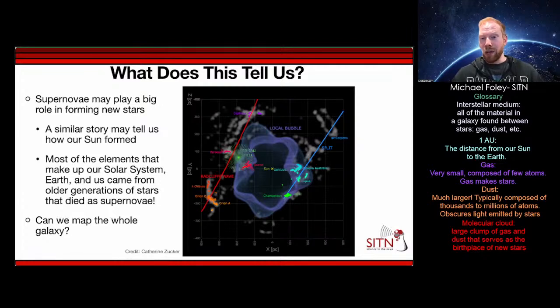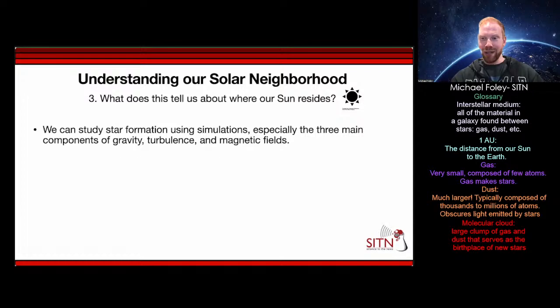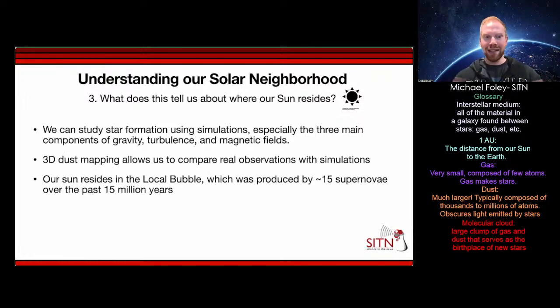So it raises the big question: can we map the whole galaxy and find other bubbles, other structures like this throughout the Milky Way? So to summarize section 3, before summarizing all of the talk, we can study star formation using simulations, and especially the 3 major components: gravity, turbulence, and magnetic fields. 3D dust mapping allows us to compare real observations now with simulations, which is remarkable. That's something that wasn't possible even 5 years ago.